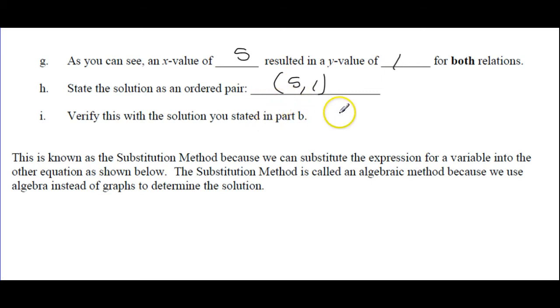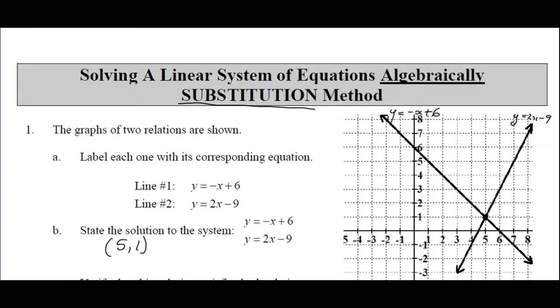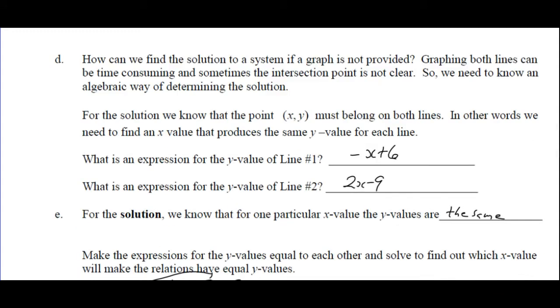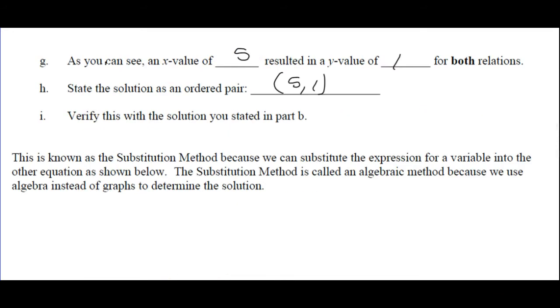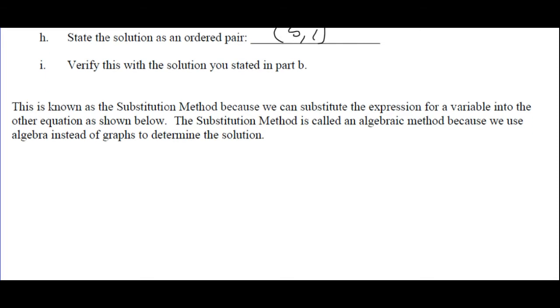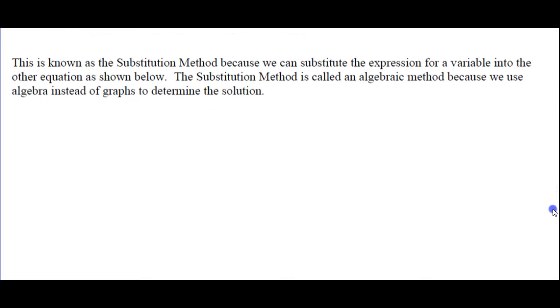Verify this with the solution you stated in part B. So let's go back to part B. And there's the solution to the equation, 5, 1. This is known as the substitution method because we can substitute the expression for a variable into the other equation, as shown below. The substitution method is called an algebraic method because we use algebra instead of graphs to determine the solution.